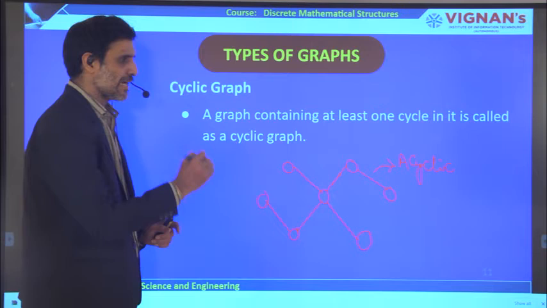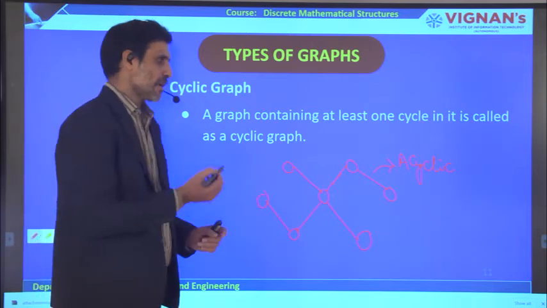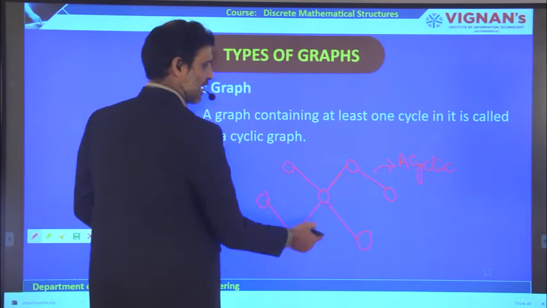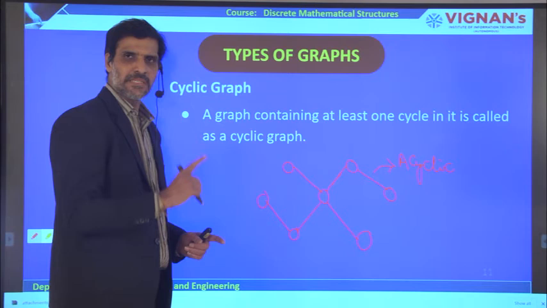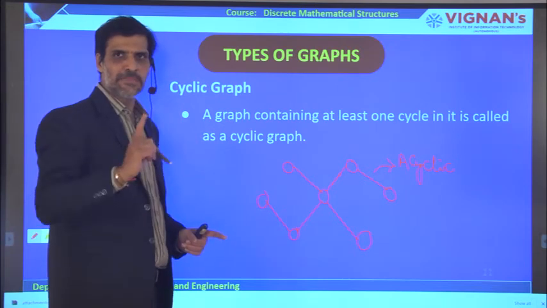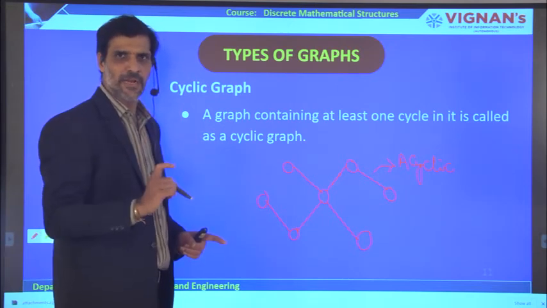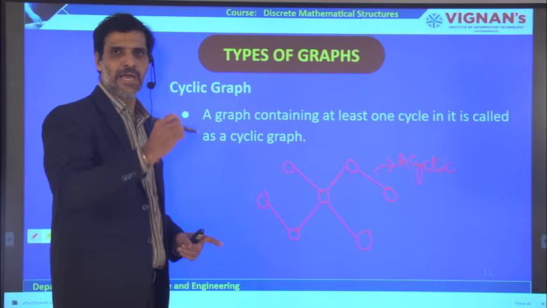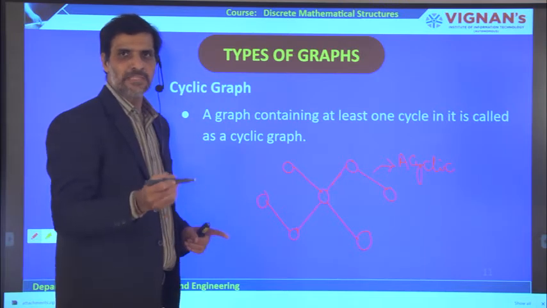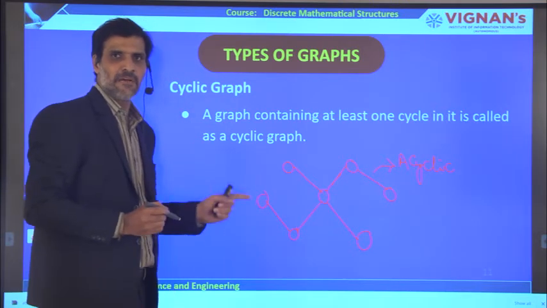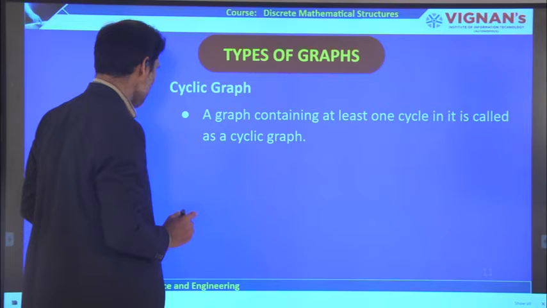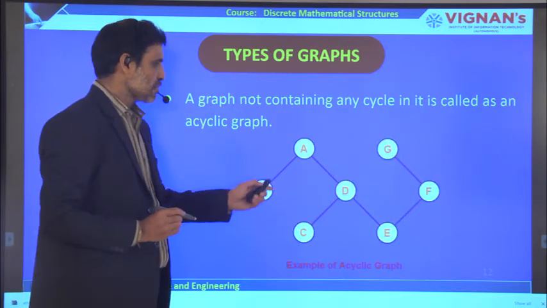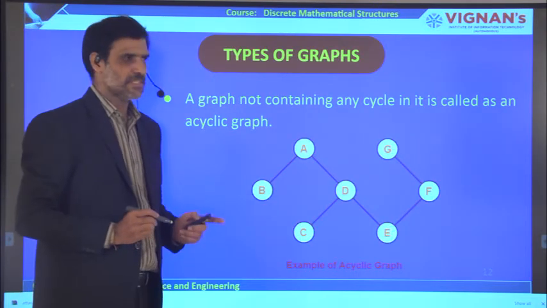Cyclic graph means it contains more than one cycle. Acyclic graph means it does not contain any cycle. If only one cycle exists, then it is called simply a cycle graph or a circular graph. If more than one cycle exists, then we can call it a cyclic graph. These are the differences between these 3 graphs. And the next one is the acyclic graph. Just now we defined what an acyclic graph is.